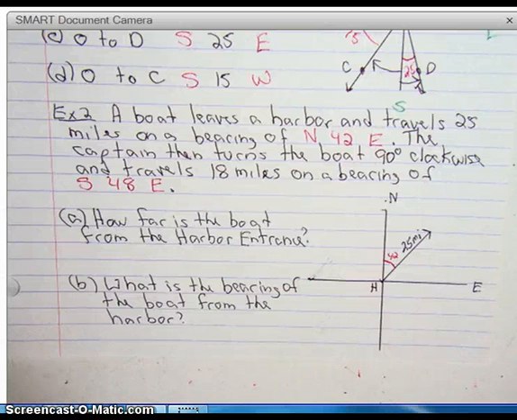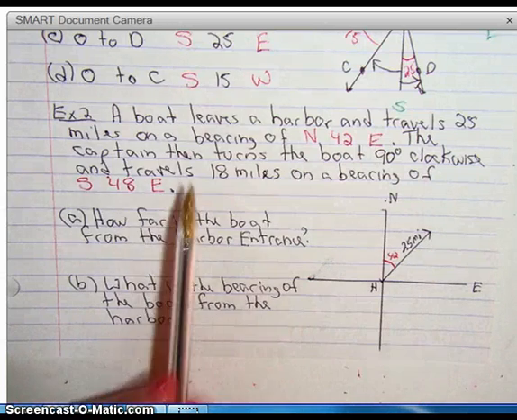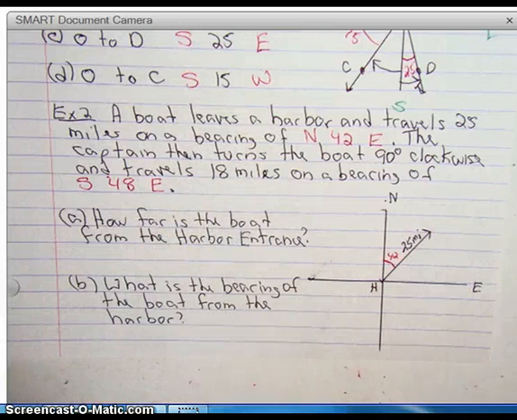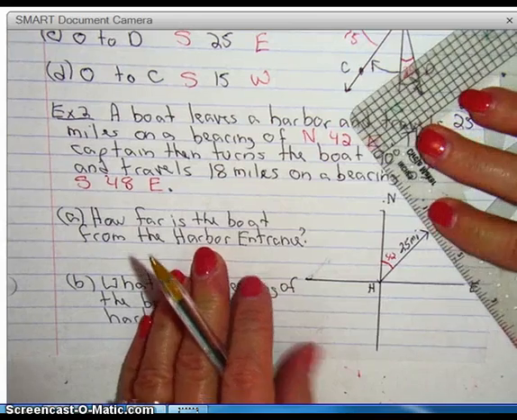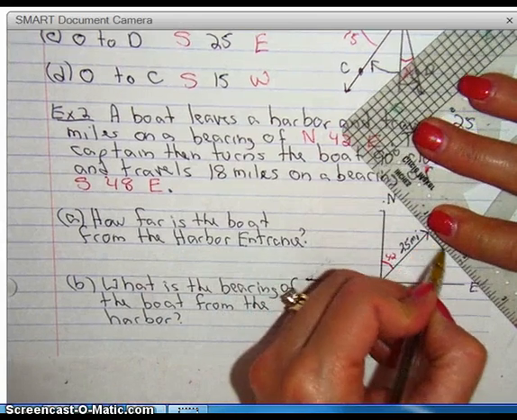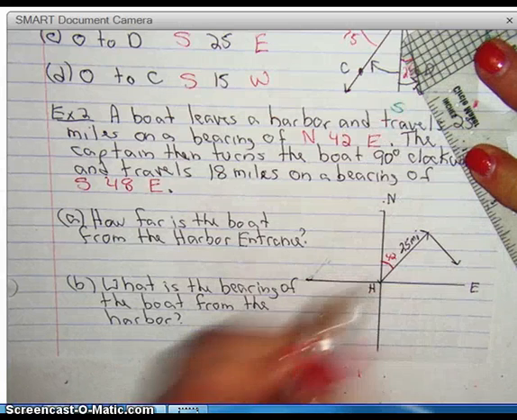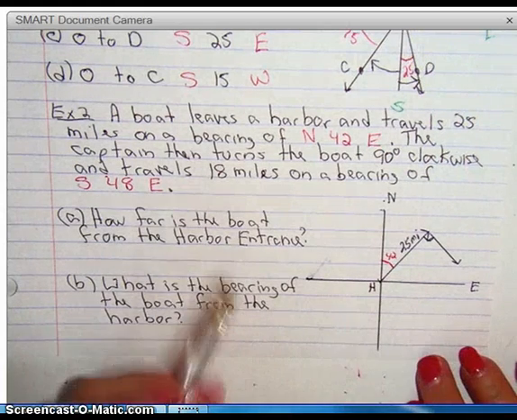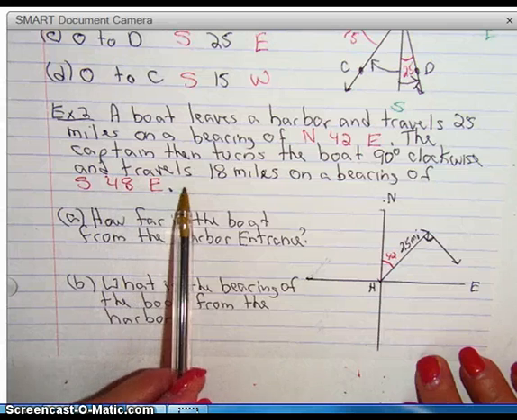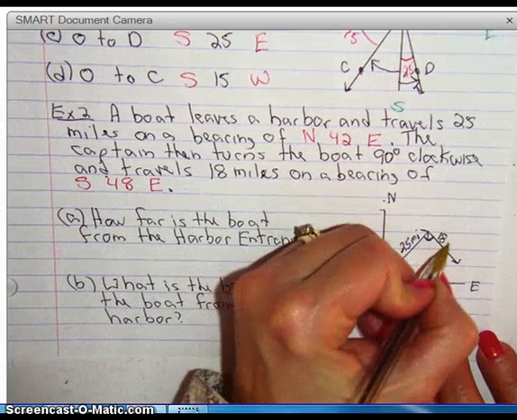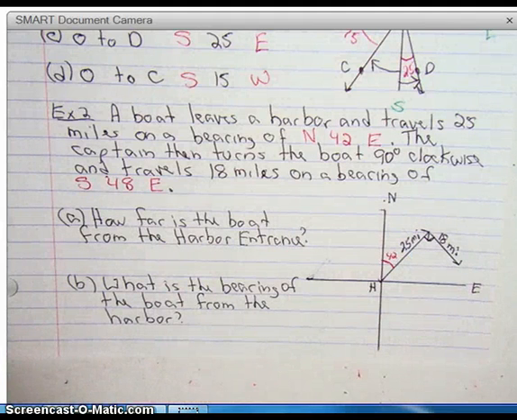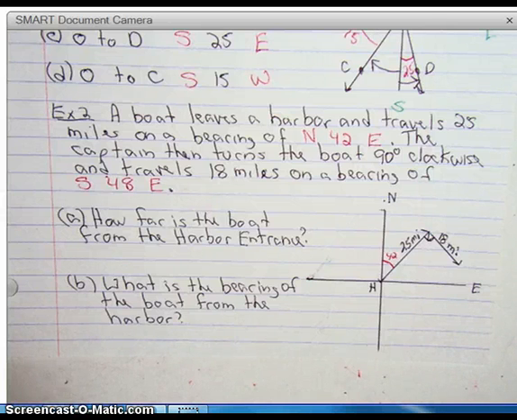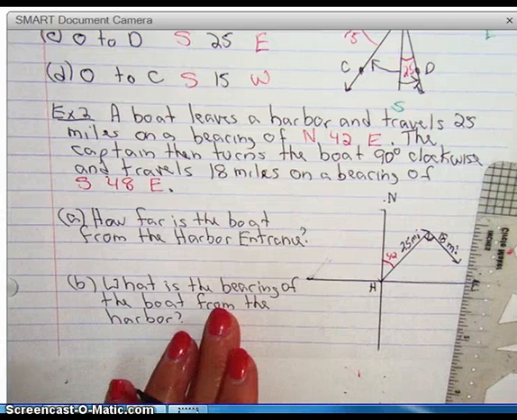At that point, at 25 miles, the captain makes a turn 90 degrees clockwise. So 90 degrees clockwise is like so. Turns about 90 degrees clockwise and travels 18 miles on a bearing of south 48 east. Now, honestly, guys, that south 48 east isn't really important to the problem at all, but I want to show you where they're getting that bearing from.